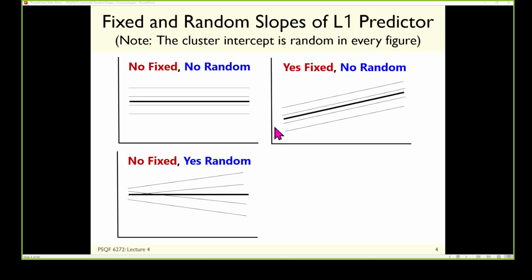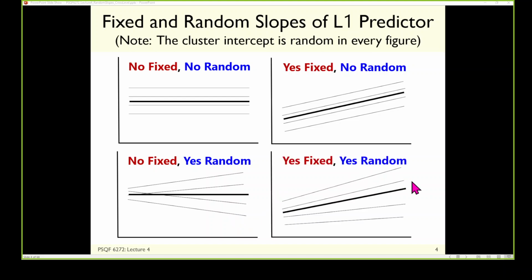Bottom left is when there's not a fixed slope on average, but there is a random slope because each cluster needs their own. So on average, there's no impact of this level 1 predictor, but that's because in some clusters there's a positive slope and in some clusters there's negative, and it's averaging out to be 0. So this fixed slope is misleading in this case, I would say. And now your job got a lot more interesting as the analyst. Why is it that some clusters have a positive slope and some have a negative slope? Well, I don't know. That's now an empirical question.